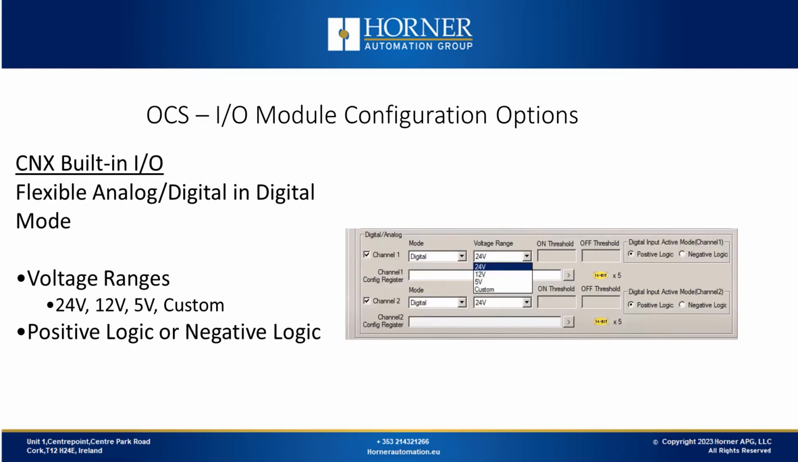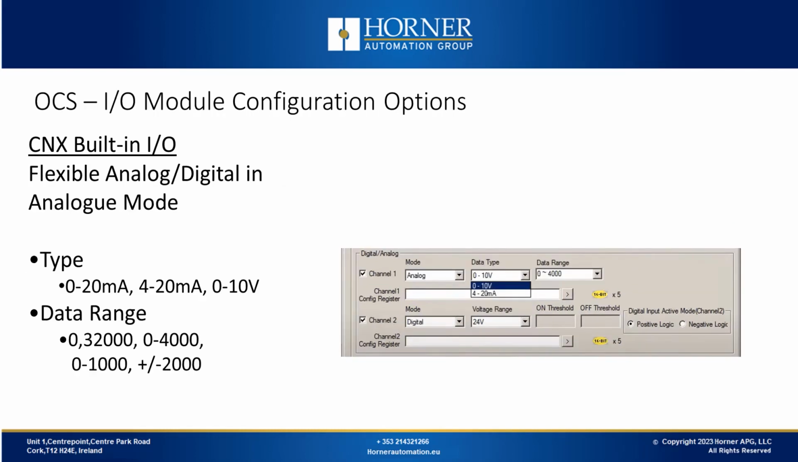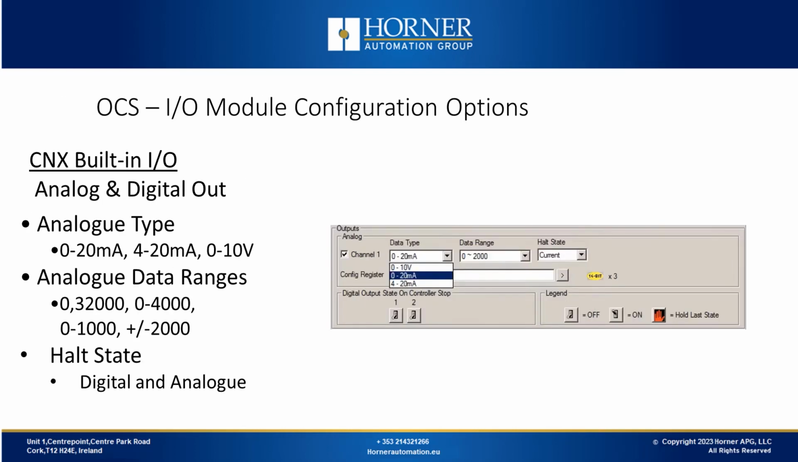The CNX has 2 flexible inputs that can be either digital or analog points. If you use those points in digital mode and it's channel by channel selectable, you get to choose your voltage range between 24, 12, or 5, and even a custom range, and of course positive or negative logic. If you're using those flexible inputs in analog mode, you select between voltage and current and you select your data range.